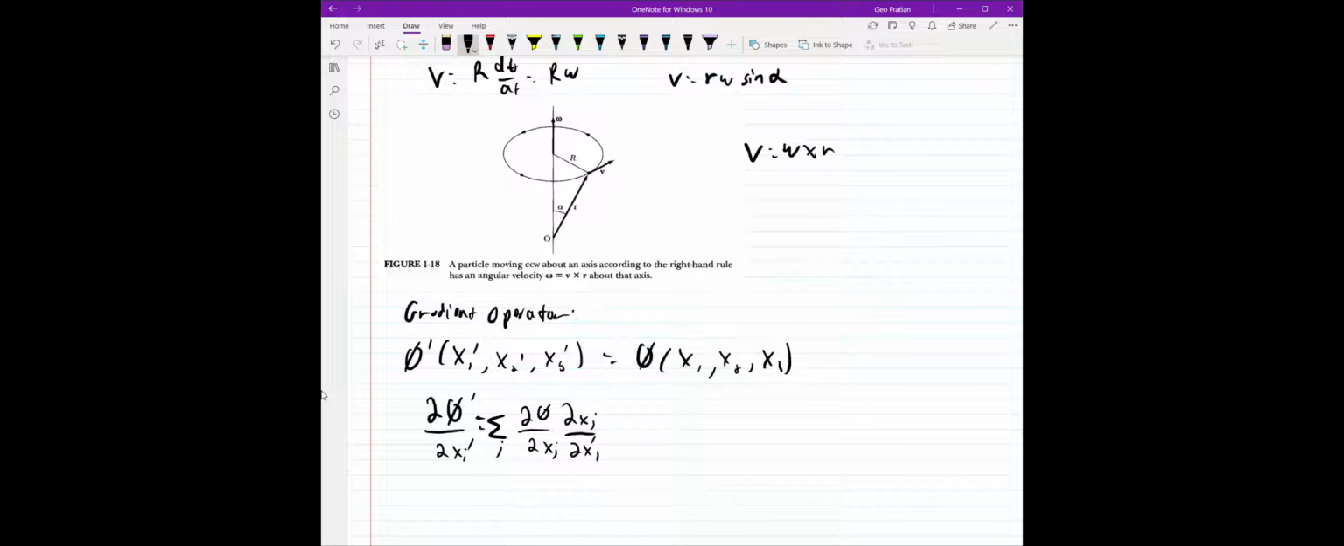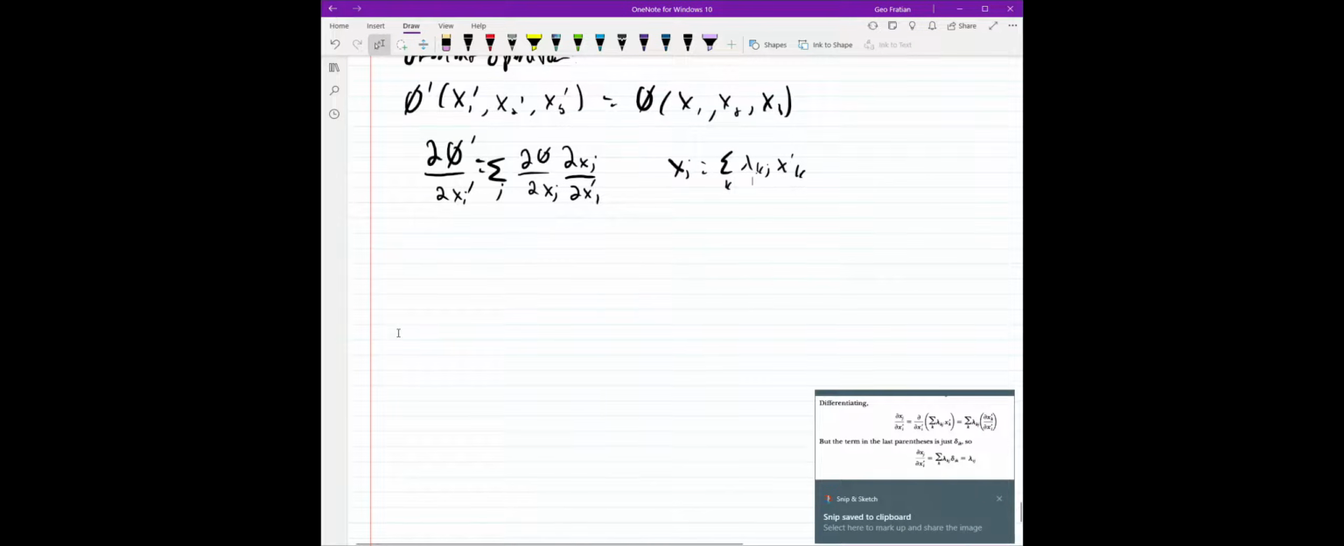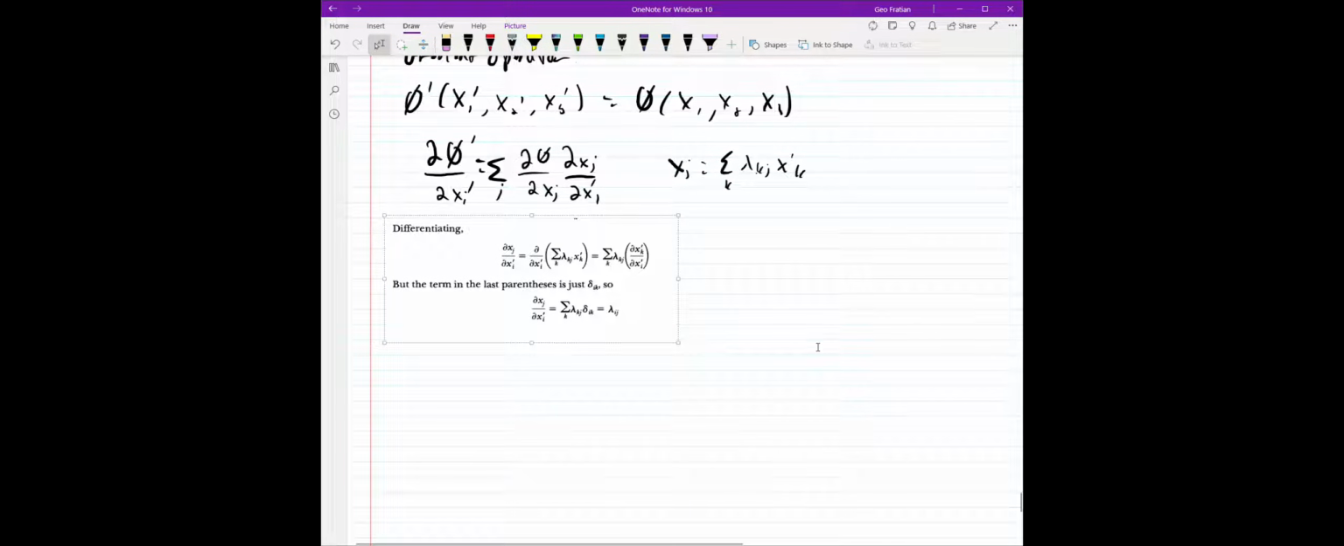And we know the inverse coordinate transformation, x j is equal to the sum over k of lambda kj x prime k. So we just flip them from the original equation. So we can differentiate, and we basically get that the Kronecker delta symbol comes out again. So this right here is just equal to our rotation operation that we already had. So that simplifies things a lot, right?